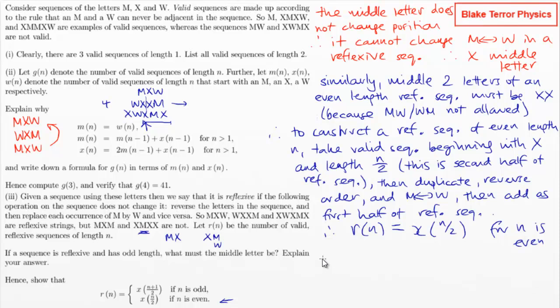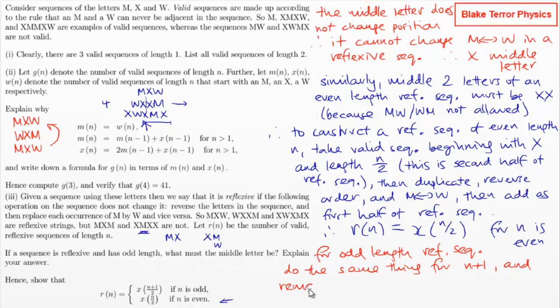Okay, right, so for odd length sequences, odd length reflexive sequence, do the same thing for n plus 1, and then remove one middle X at the end. And if you do that, then you're going to end up with your odd sequence, aren't you?